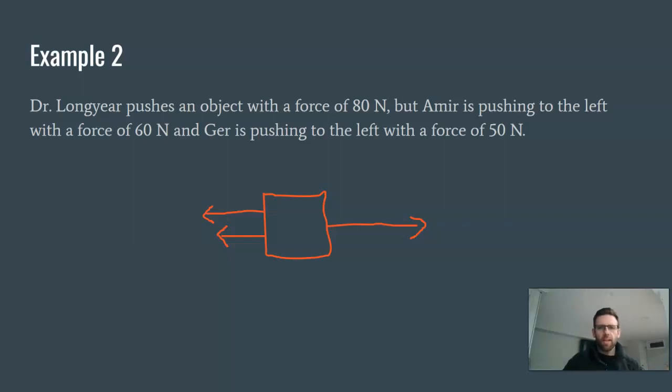I have 80 in the positive direction, but then I have a 60 in the negative and then a 50 in the negative. All right, and then really quickly, if you wanted to, you could try to find the net force, and maybe I'll leave that as a challenge for you to try to figure out. But remember, you want to just add up all the forces, remembering that the ones to the left are negative.